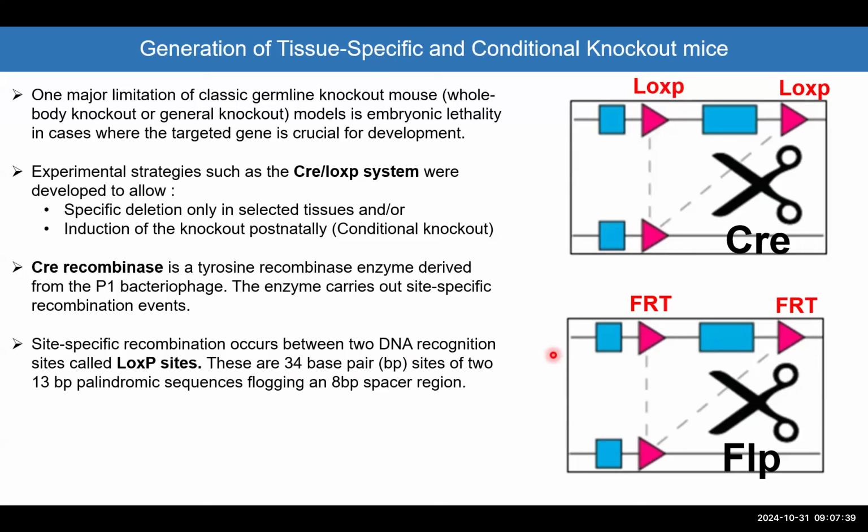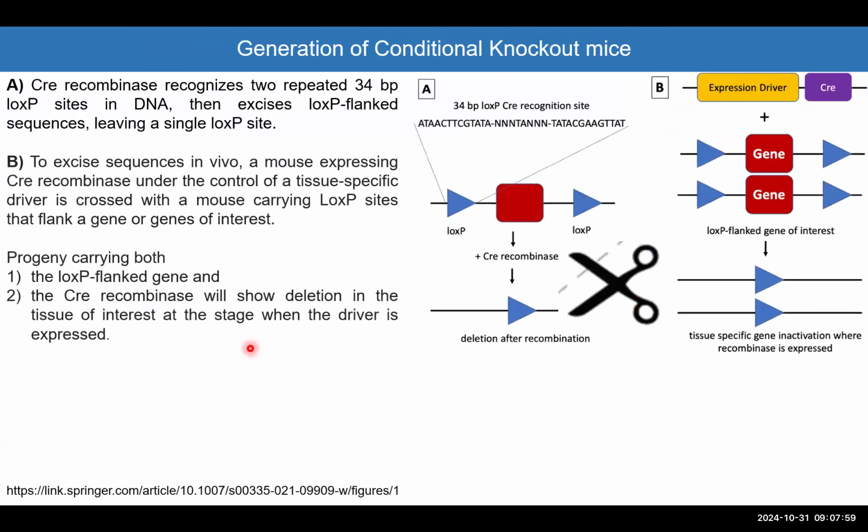There's another system which we call Flp and FRT, which is exactly the same thing. The only difference is that the Flp, instead of being from the bacteriophage, comes from Saccharomyces cerevisiae, which is a yeast. So there's a slide coming to compare the two systems further.